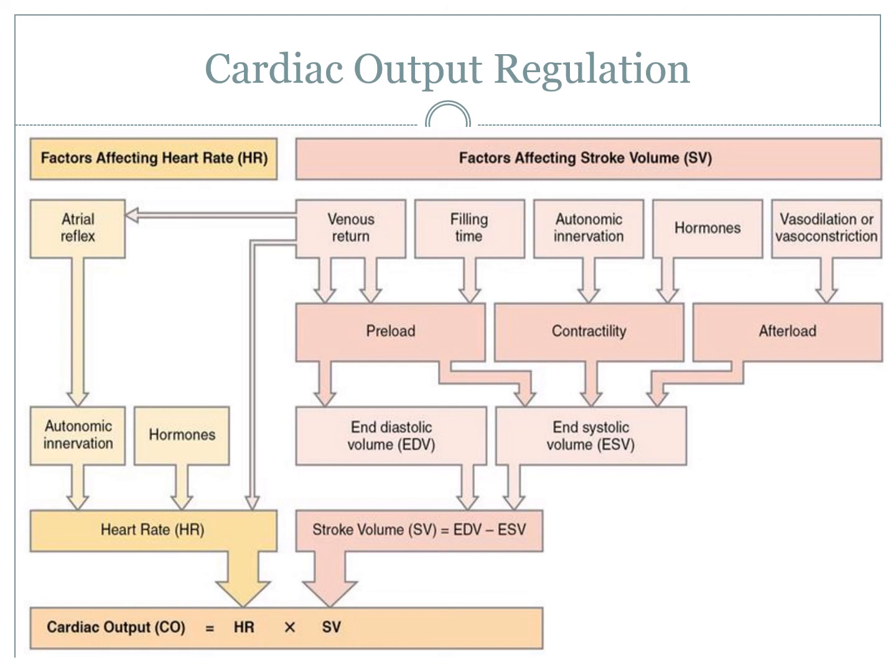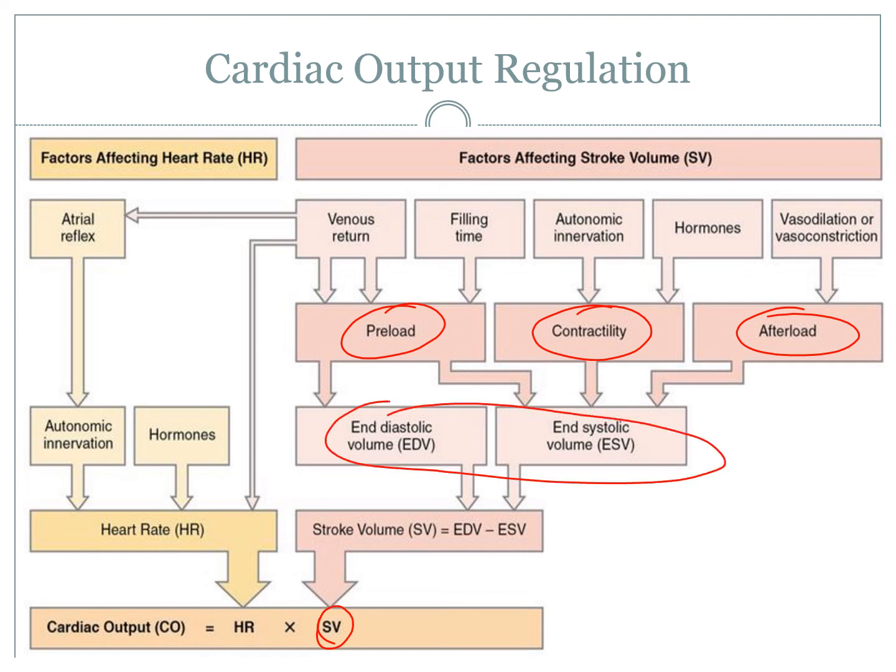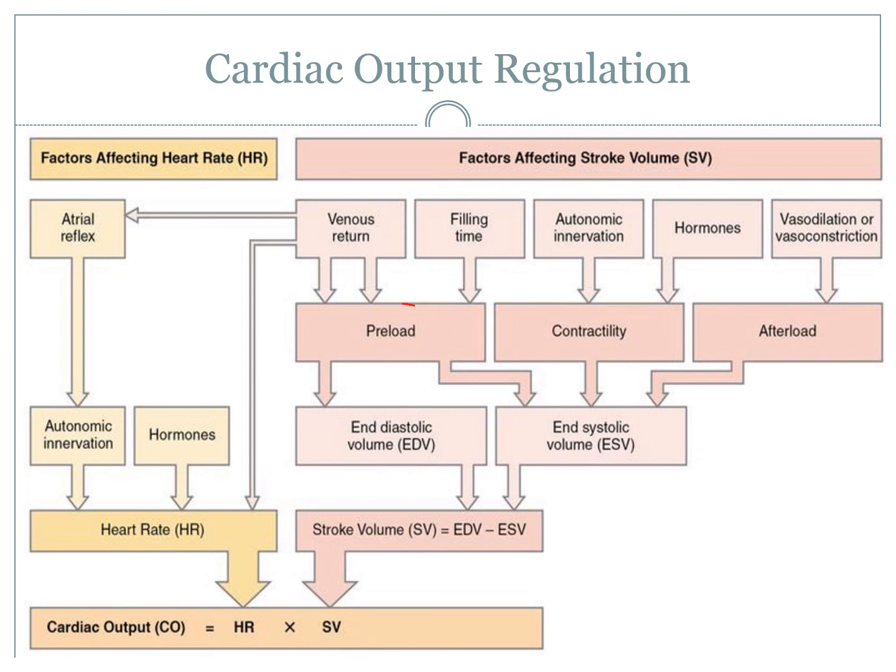Now, when we look at stroke volume, it is broken down into three different areas. So we have preload, contractility, and afterload. Those three things influence the overall stroke volume. Now, preload is all about how much blood is getting into those atria. So it's got to do with how much blood is coming back within the venous return and how much time is left for the atrium to fill.